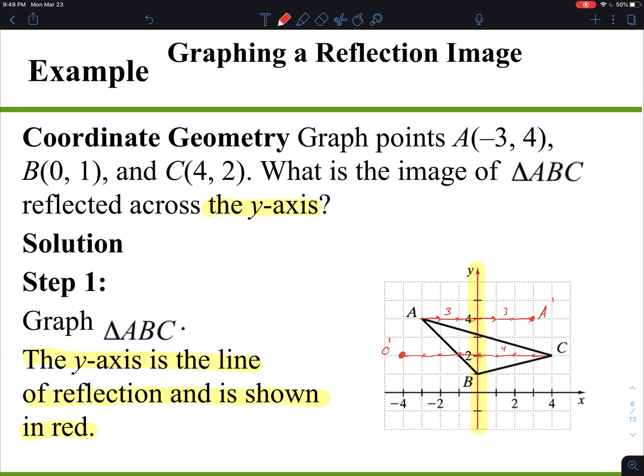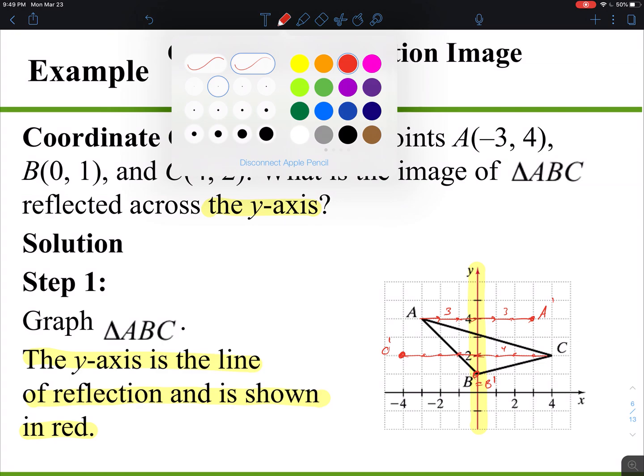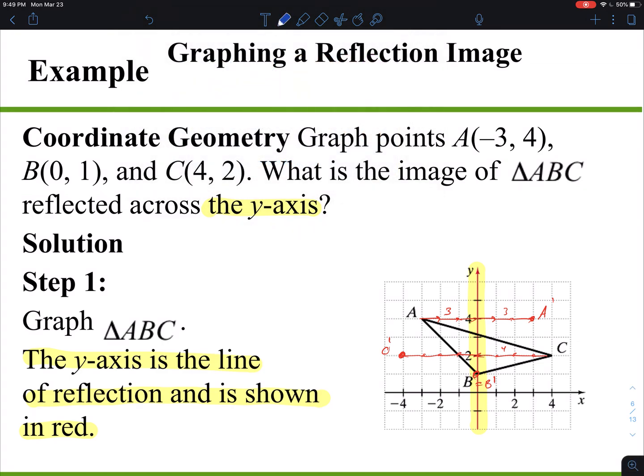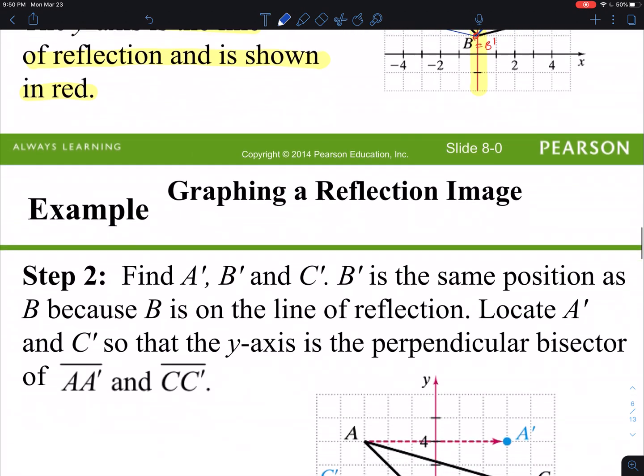Okay? And B, of course, is going to equal itself because it's right on the line of symmetry. So when we put it all together, it should look something to the effect of bloop, bloop, and bloop. Okay? So let's take a look and see what we have.